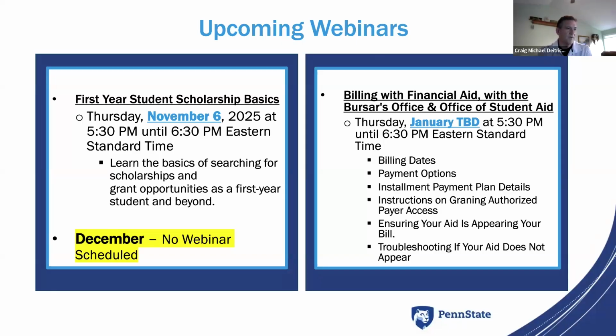Also talk about making sure that your aid is appearing on your bill and troubleshooting what things to take a look at in case aid is not on your bill for some reason. So very important webinar coming up. Again, date to be determined yet, but it'll be some Thursday in January. So definitely look out for that one.